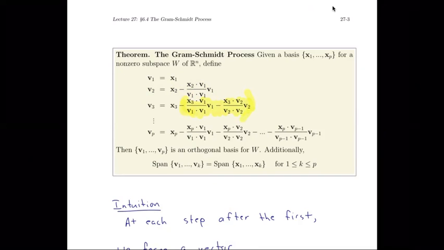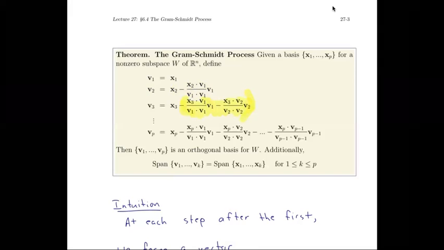And this is a projection of X3 onto the space spanned by V1 and V2. Note that it's V1 and V2 and not X1 and X2, right? We have to be perpendicular to the space that we're building, V1 and V2, as we build these orthogonal vectors. So be sure to keep that in mind as you work on these.